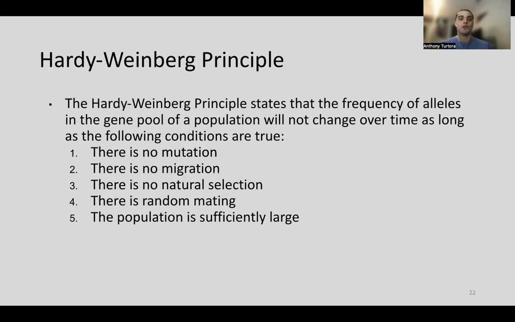All right. So the Hardy-Weinberg principle, what this is that it states the frequency of alleles in a gene pool of a population will not change over time as long as the following conditions are true. So if these conditions are true, we are in what we call a Hardy-Weinberg equilibrium. So these conditions are that there's no mutation, there's no migration, there's no natural selection, there is random mating, and the population is sufficiently large to avoid random drift, which we will talk about later.